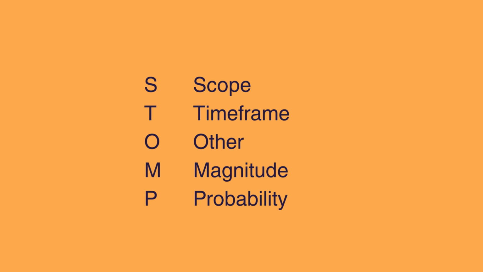O stands for other, so that's just any other weighing metric you can think of. M stands for magnitude. How greatly are you affected? So could it be 1 paper cut versus 1 broken arm? P stands for probability. How likely is it that something will happen? Is there a 1% chance or a 99% chance? Using one or more of these metrics, you can prove that your argument is more important.